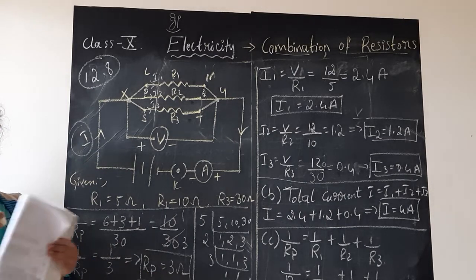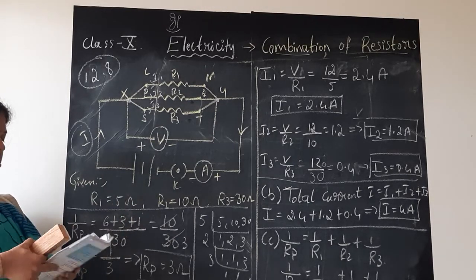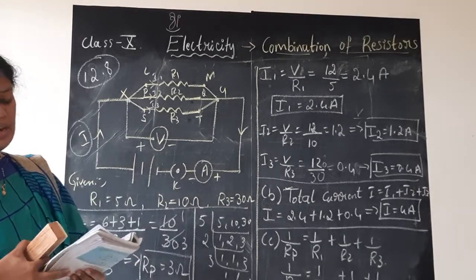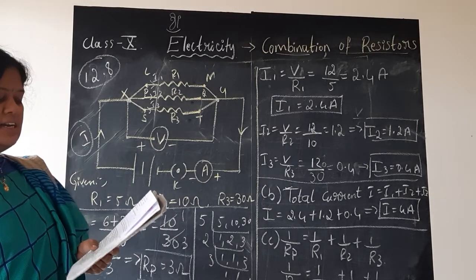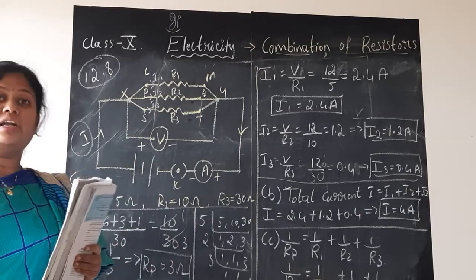So this is the total resistance in the circuit. See, they have got 3 ohms. This is how to solve, children. Next you have one more example, 12.9. This is very interesting and important as well.